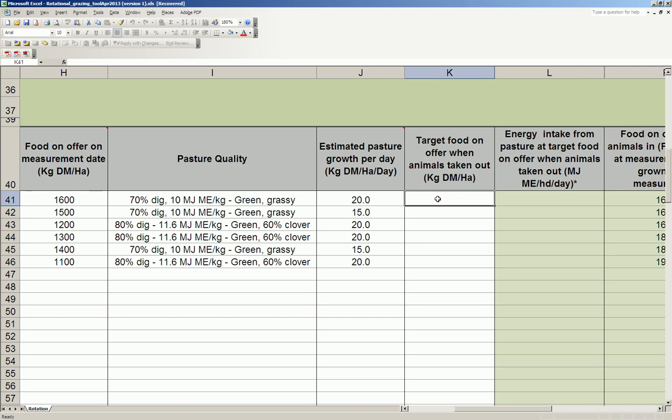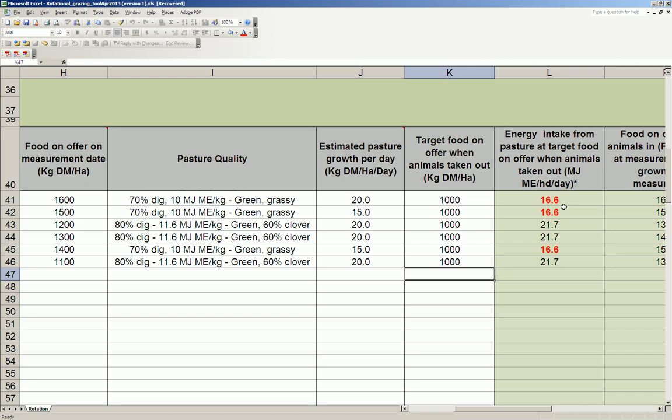So my ewes, according to the tables in the back of the calculator, need about 1,000 kilos of most quality pastures, I think, to maintain themselves. So I'm just going to graze all of my pastures down to 1,000.